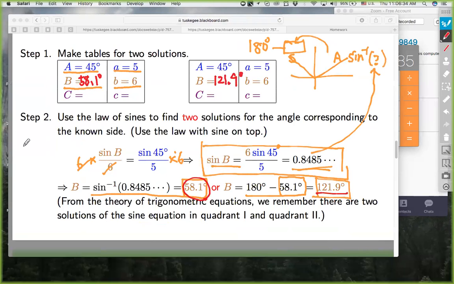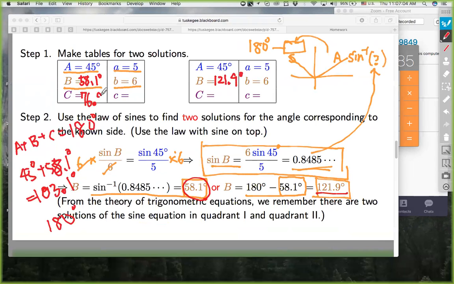The third angle is, you do 180. So A, B, C, they add up to 180. So these two add up to 45 plus 58.1. Together they make 103.1, right? Subtract, take the difference between this and 180, you get the third angle C. That's going to be 76.9 degrees.